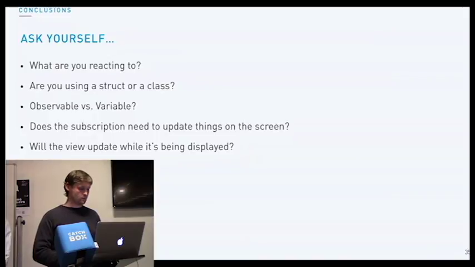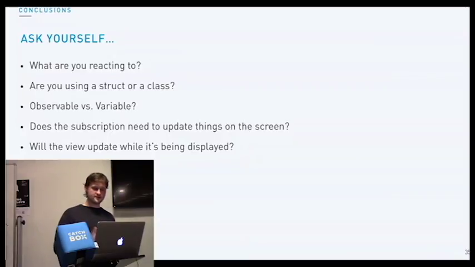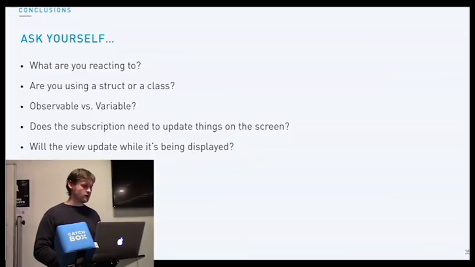And lastly, will the view update when it's being displayed? If you're binding something to your view, but you don't ever expect or want that to update while you're looking at the screen, you might as well just do that in viewDidLoad when the screen is first loaded. Because we've fallen into the trap a couple times where we get so used to binding things in our view that we would use it in a couple places, and then later realize that those are never actually going to update while you're looking at the screen. So it's actually more code than is necessary.